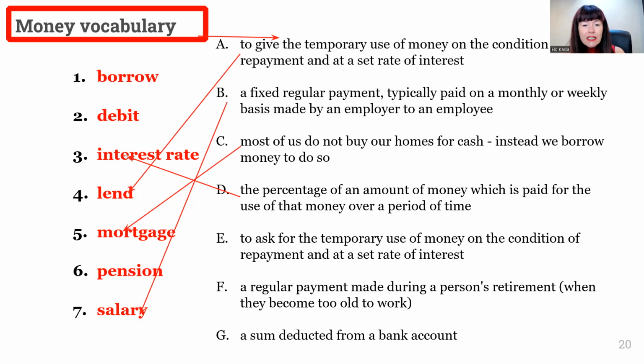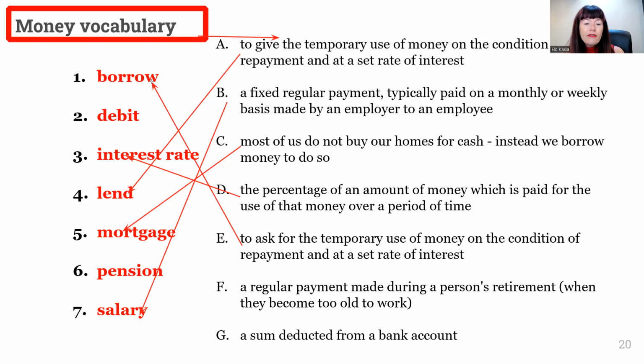Okay, interest rate. Then we have to ask for the temporary use of money on the condition of repayment and a set rate of interest. So in A, we have to give the temporary use of money, and here we ask. So we ask to borrow money, okay? The bank lends us money, and then we borrow money from the bank.